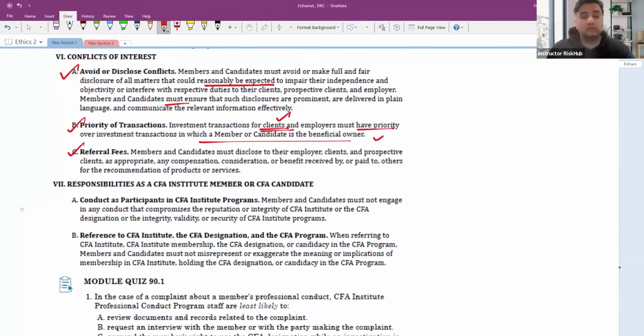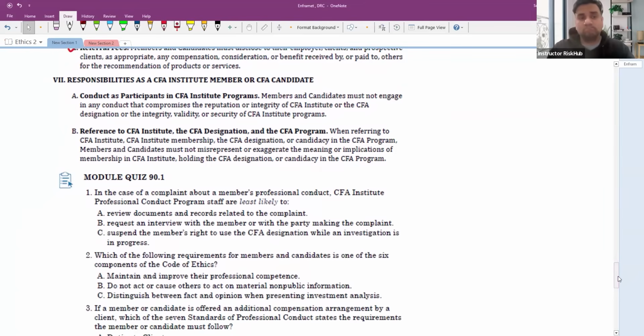Okay, all right. Next one is your responsibility as a CFA student, member, or candidate. There is conduct in CFA programs, which is no cheating, no compromising integrity.